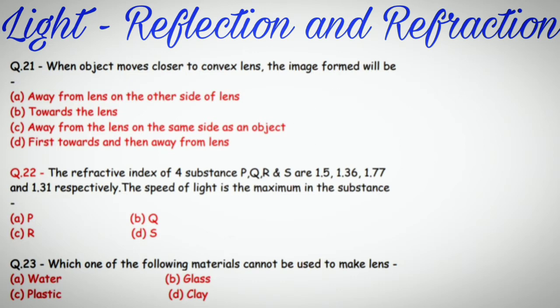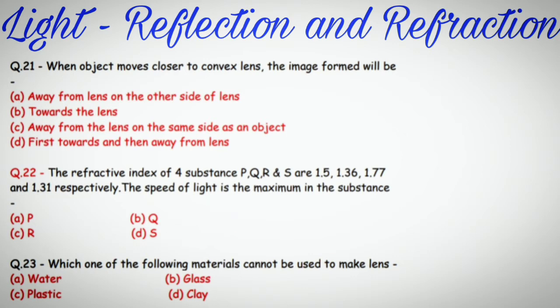Next question comes here. Refractive indices of four substances P, Q, R and S are 1.5, 1.36, 1.77 and 1.31 respectively. Speed of light is the maximum in the substance: Option A, P. Option B, Q. Option C, R. Option D, S. And the correct answer is S.